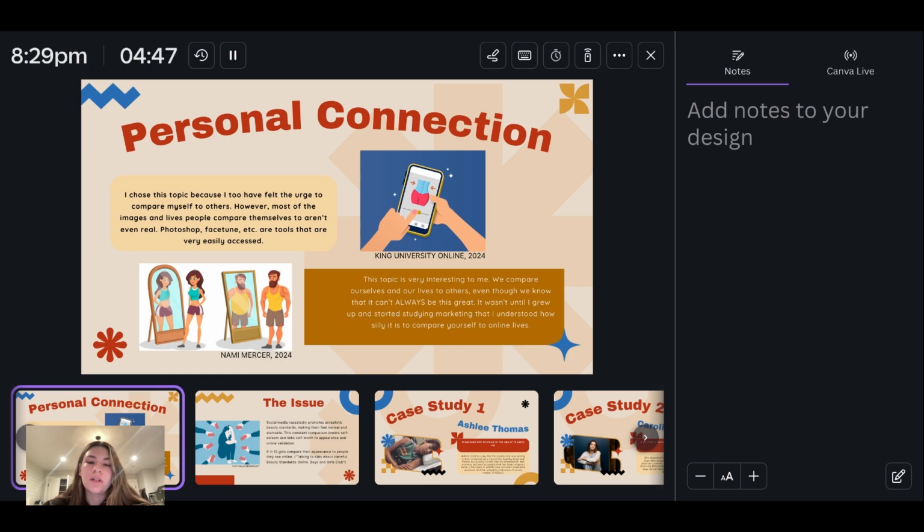We compare ourselves and our lives to others, even though we know that people's online representations aren't truly how their day-to-day life is.